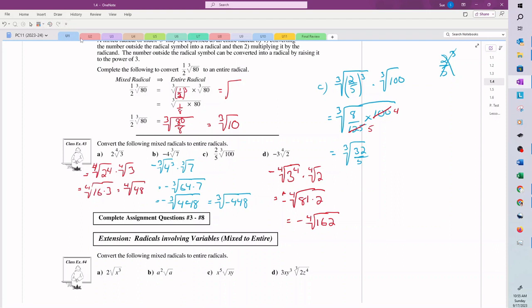Go ahead and do questions 3 to 8. It says this is an extension, but it's really not, so you do need to come back and do part C as well. Bye.